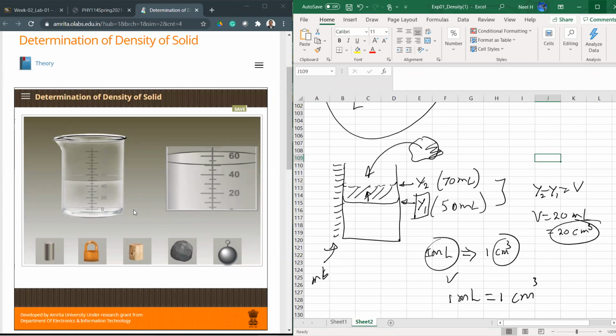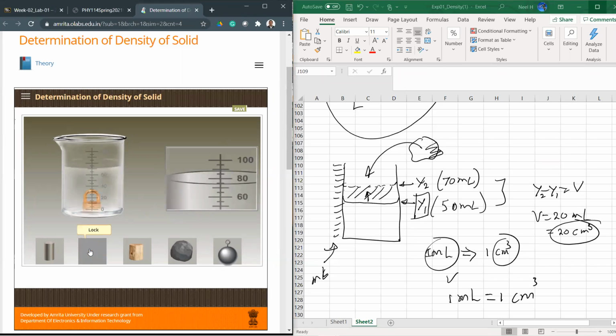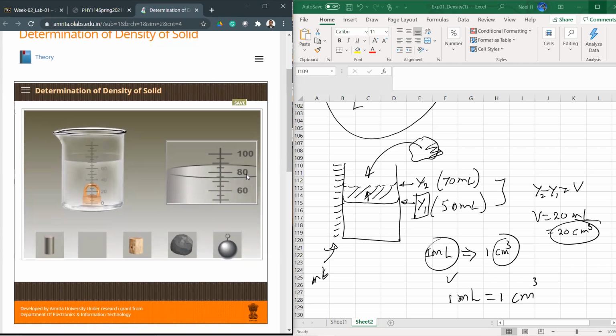Now, if you want to find the volume of any object, you click the object, then the object goes into the water container. Now you can see the water level rise. Now this is actually the ending point. We have to remember the starting point, it's 50. And now you read this level, and then subtract the previous level. Then you will get the volume of the object. Any question?